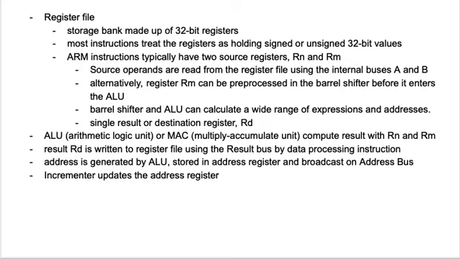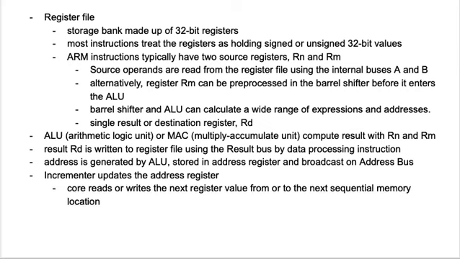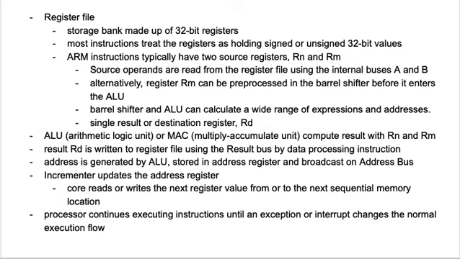The address generated by the ALU, in case the data is an instruction rather than data for processing, is stored in the address register and then broadcast on the address bus. An incrementer is a unit that updates the address register, and the core reads and writes the next value from the next sequential memory location. This location is given by the address register. Thus, the processor continues the execution in the workflow that is described above.